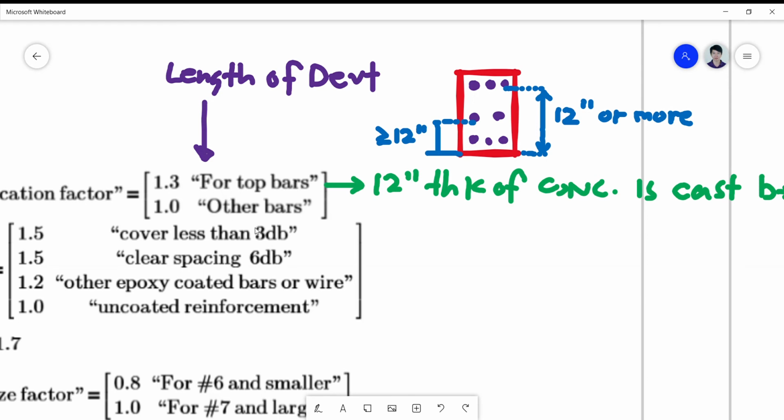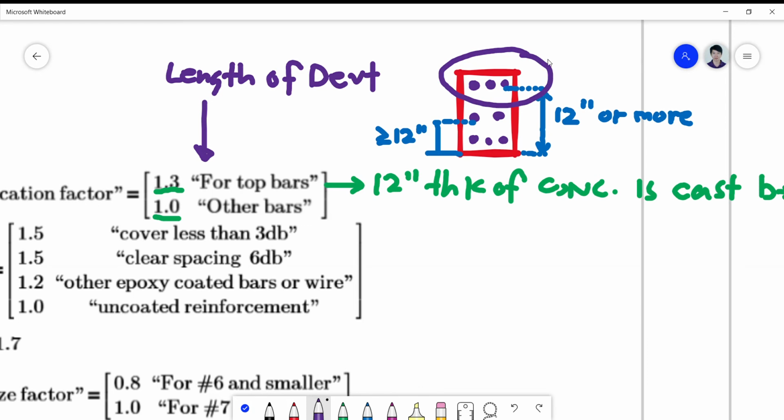and we get the corresponding factor to consider in your equation. So just to give you a note, why is it that for top bars it's greater? No? The factor of safety is greater because normally the concrete surrounding the top portion is weaker.